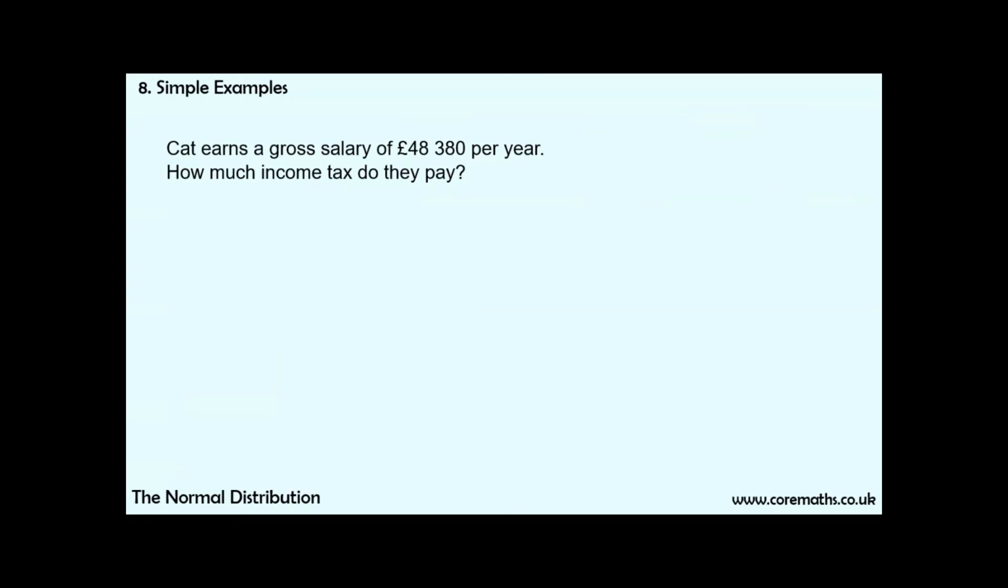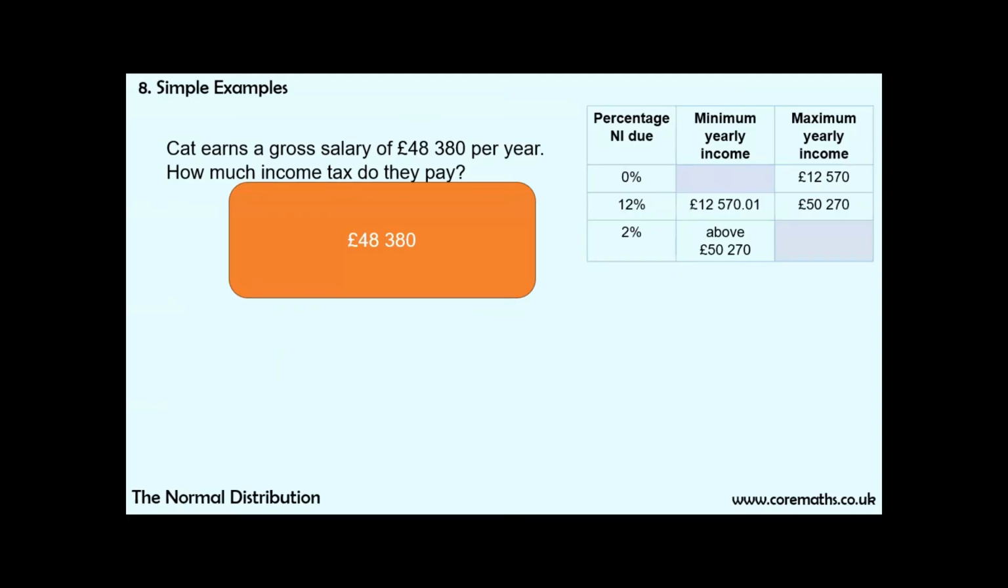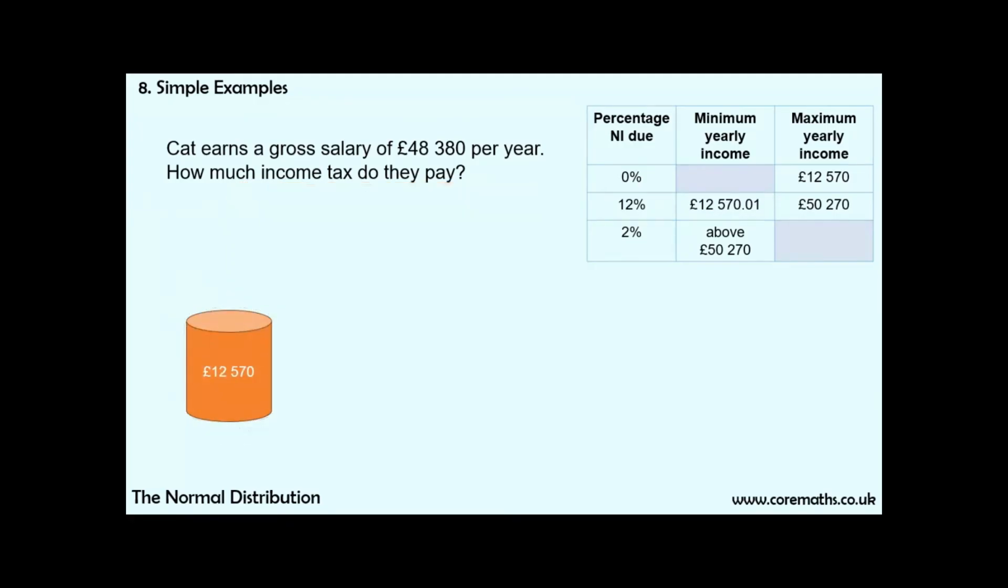Cat earns a gross salary of 48,380 per year. How much income tax do they pay? Okay, so a bigger orange box, same table. First cylinder still 12,570. National insurance cylinder filled up, completely filled up. Lots left over, 33,810. I've got that by doing the gross salary, 48,380 minus 12,570. You probably figured that out, but just in case.